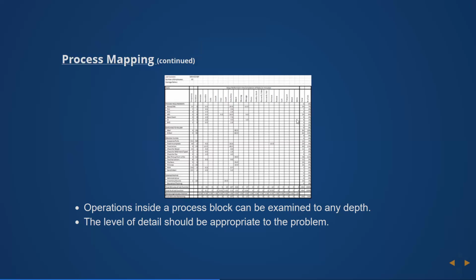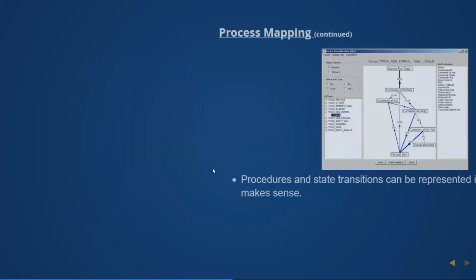And every column would be filled in, and every row would be filled in for one or more stations. So these were all the entities and all the possible operations that could happen at any station. So again, you could look at individual processes from a top level or drill down as much as you need to, depending on what you're doing.